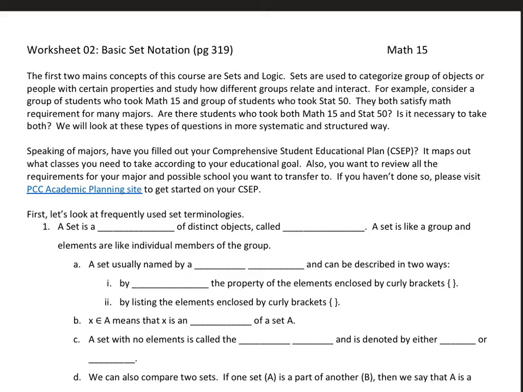Alright, in this worksheet, we're going to talk about basic set notations. This corresponds to book page 319. The first two main concepts of this course are sets and logic.